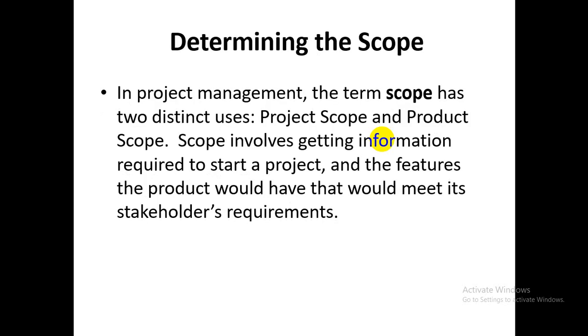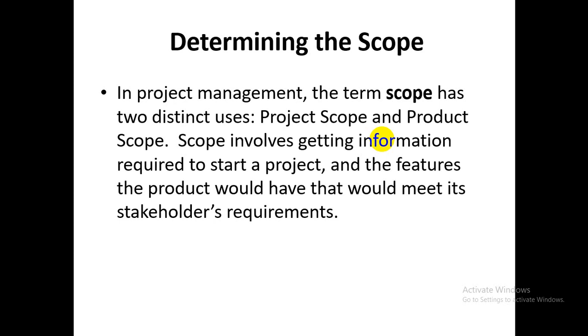In our description here, we say that in project management, the term scope has two distinctive uses. One, the project scope, and the product scope. And when you look at scope, it involves getting information required to start a project and the features the product would have that would meet its stakeholders' requirements.